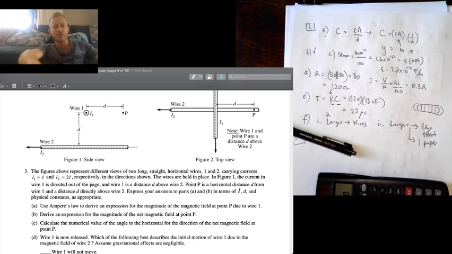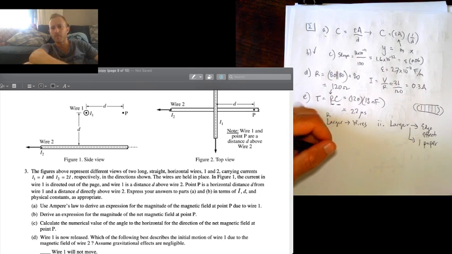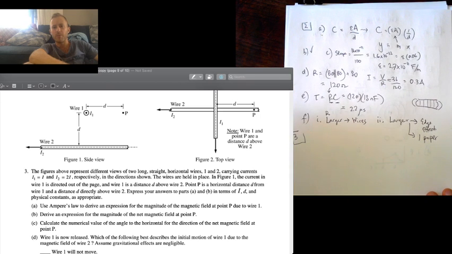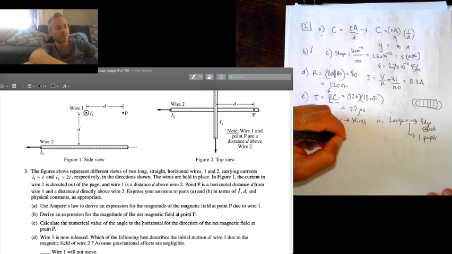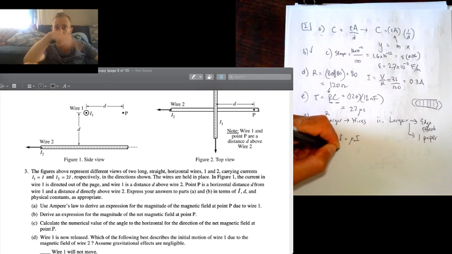Use Ampere's Law to derive an expression for the magnetic field at point P due to wire 1. Ampere's Law says that the integral of B dot dl equals mu naught times the current enclosed. So the current enclosed is just I, and then B dot dl is B times 2 pi r. But the radius of the circle is d.